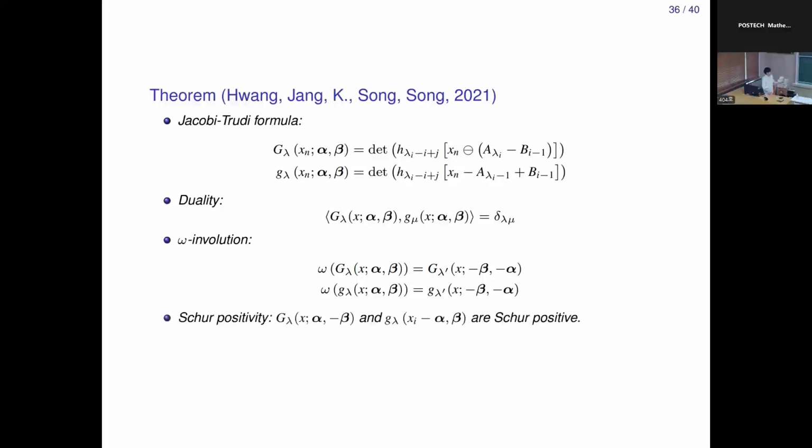Then we also show that these are Schur positive, which means that because this is a Schur symmetric function, we should be able to write this as a linear sum of Schur functions, and the coefficients are non-negative polynomials in the parameters. That's what Schur positive means.